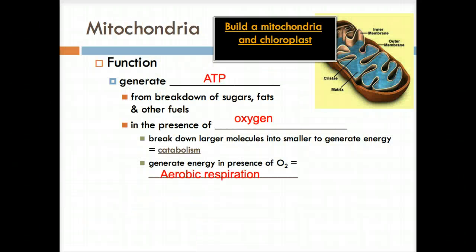All right, our next organelle we're going to talk about is the mitochondria. Its function is to generate something called ATP. ATP is the only form of energy that our body can use. So it would be analogous to going to a foreign country that doesn't take a dollar bill. What do you have to do? You have to convert your money into a form that that particular country will use, which is valid.